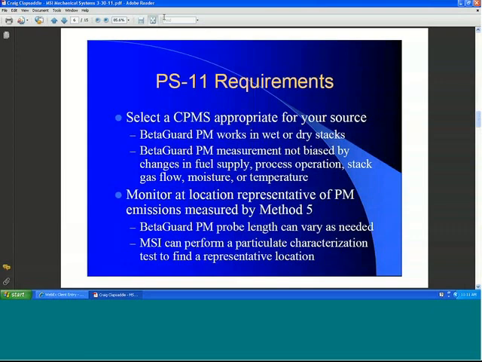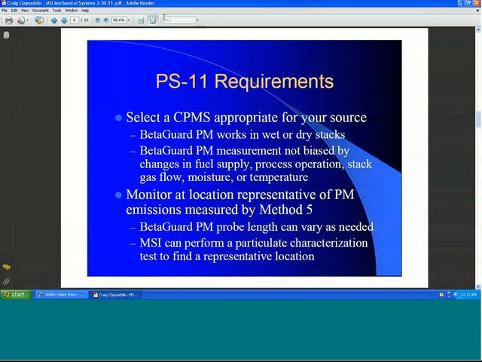There's a lot of wet stacks. There's a lot of dry stacks. There's processes that use blending of various fuels. So you really have to be careful when you're selecting a particulate monitoring system that it is appropriate for your source. The BetaGuard works in wet and dry stacks. The BetaGuard, as I mentioned, its measurement is not biased by changes in fuel supply, process operation, the stack gas flow, moisture, or temperature. So the BetaGuard is appropriate for all cement plant sources required to monitor particulate.